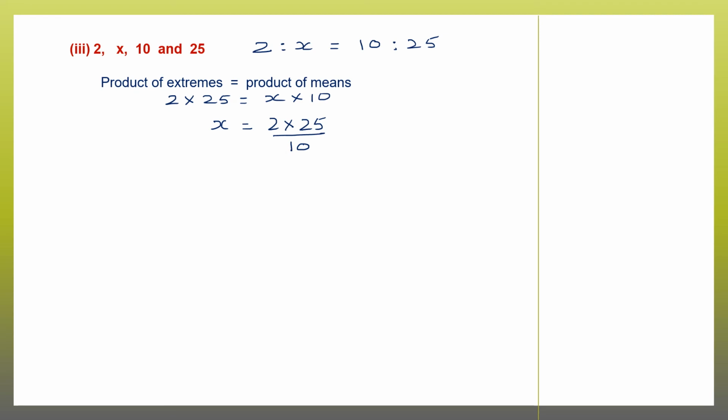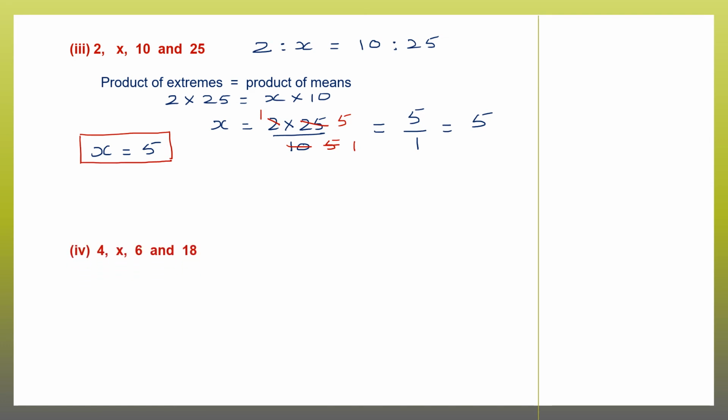Now let's cancel. Can I cancel 2 and 10? Yes, 2 ones are 2, 2 fives are 10. Now I can cancel 5 and 25. 5 ones are 5, 5 fives are 25. So what do I have in my numerator? 5 ones are 5, denominator is 1, 5 by 1 is 5. So x is equal to 5. So my answer here is x is equal to 5.